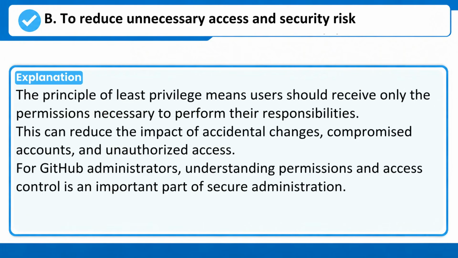Explanation: the principle of least privilege means users should receive only the permissions necessary to perform their responsibilities. This can reduce the impact of accidental changes, compromised accounts, and unauthorized access. For GitHub administrators, understanding permissions and access control is an important part of secure administration.